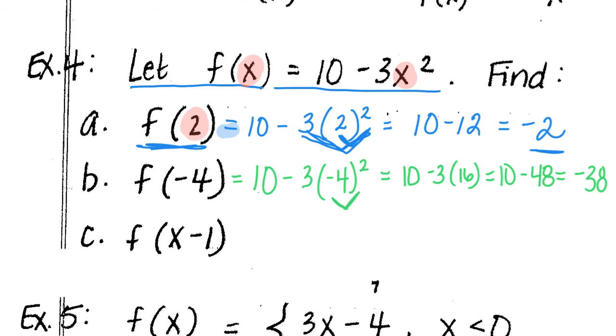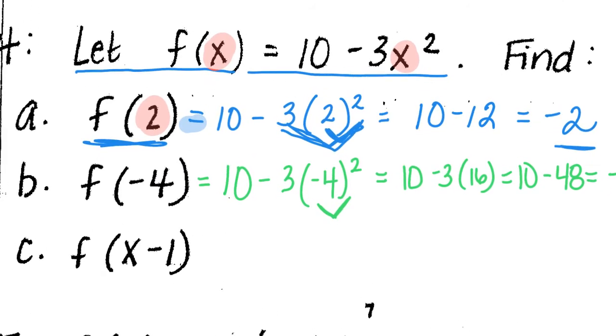But we get into a little bit more trouble when I have a binomial. Remember that this right here, this x minus 1, is called a binomial. So just like we did before, instead of putting in x, we are going to put in x minus 1. Let's see it. I'm going to write it up here: 10 minus 3 times x minus 1 quantity squared. We do have to do that magical thing called foiling.